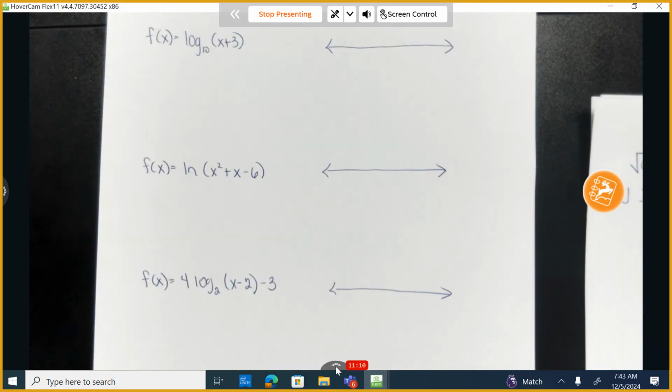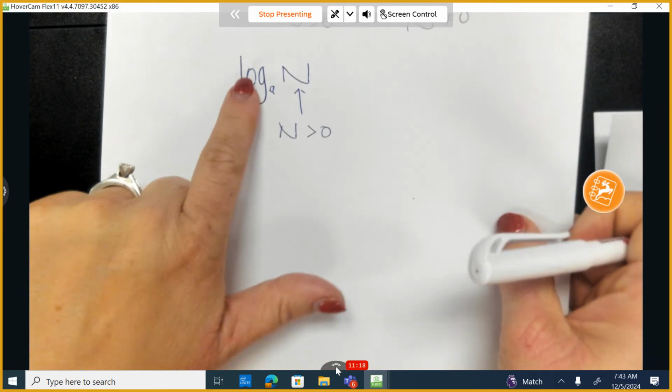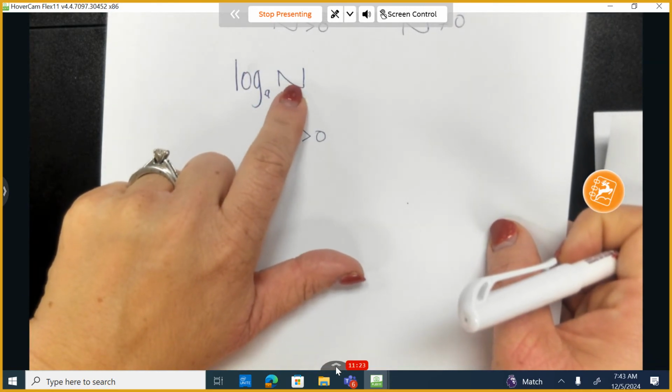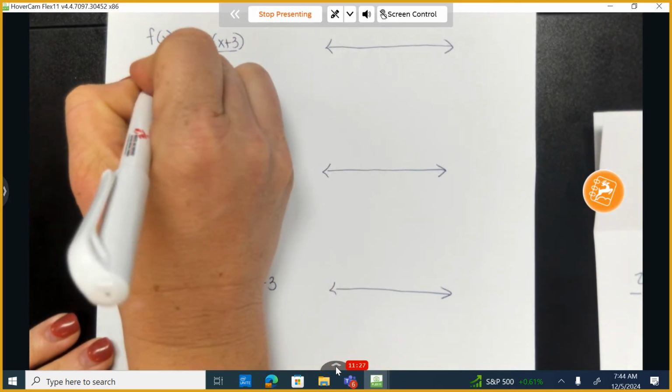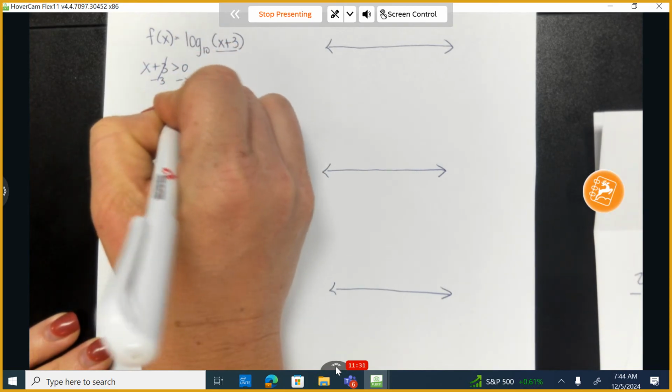All right, these 3 different logarithmic functions, we are going to identify the domain, and then we're going to graph the domain on a number line. So we're going to apply this rule, knowing that what's behind the base of the log needs to be greater than 0. So I'm just going to underline this. I'm going to come off the side. X plus 3 is greater than 0. This one's not difficult. So x is greater than -3.